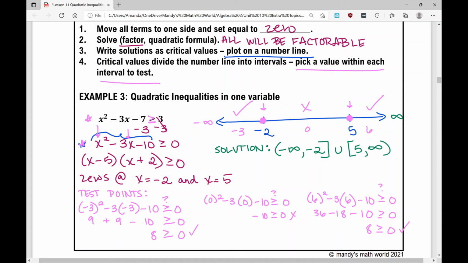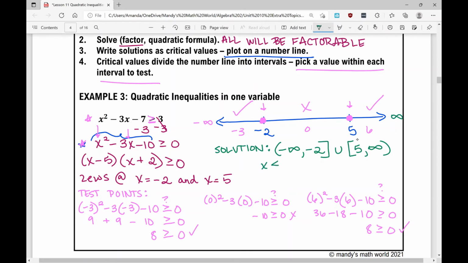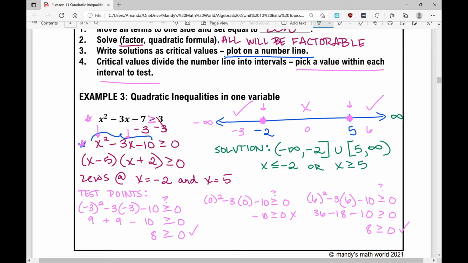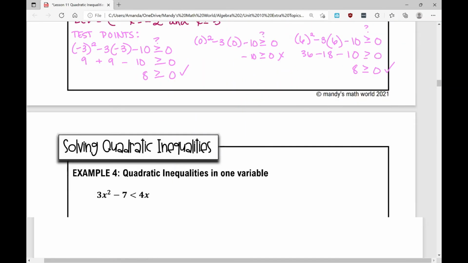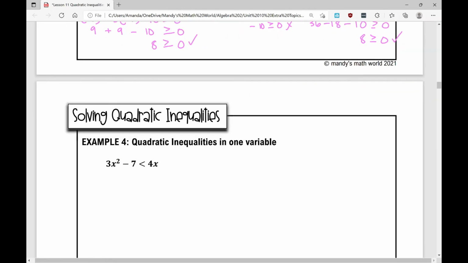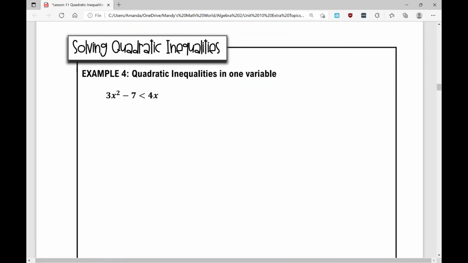Now, if you wanted to write this as inequalities, your solution would look like this. x is less than or equal to negative 2, or x is greater than or equal to positive 5. So you could always write it like that. I tend to prefer interval notation. So let's move on to our last example for solving a quadratic inequality.